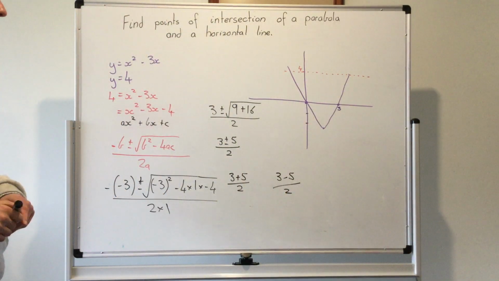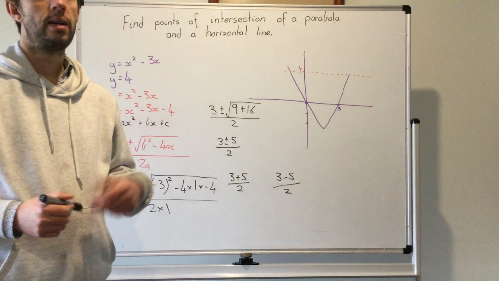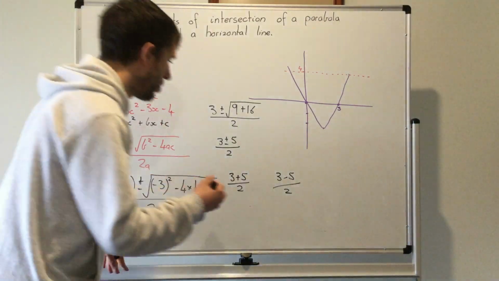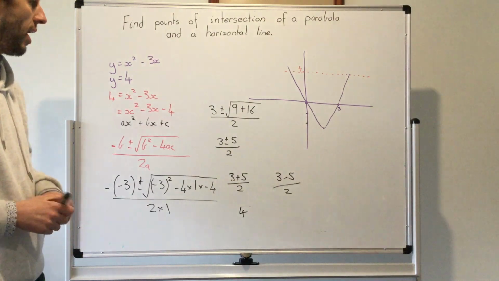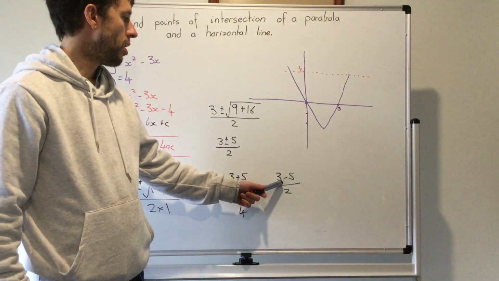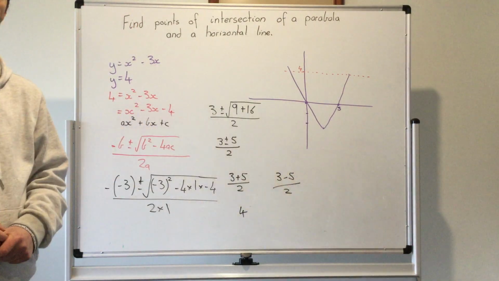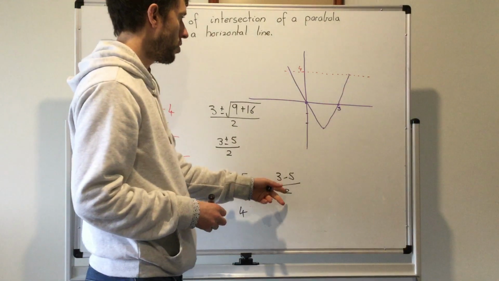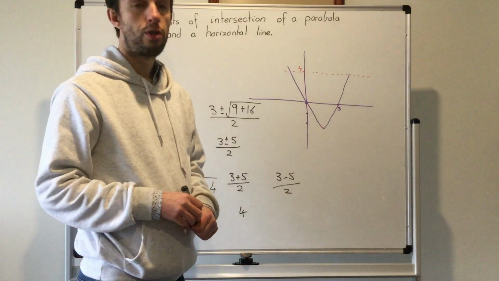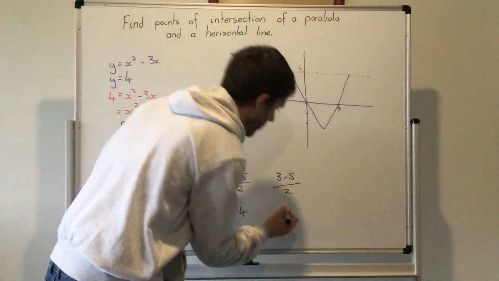So let's have a look. 3 plus 5 is 8. 8 divided by 2 is 4. And we've also got 3 minus 5. 3 minus 5 is -2. -2 divided by 2 is -1.